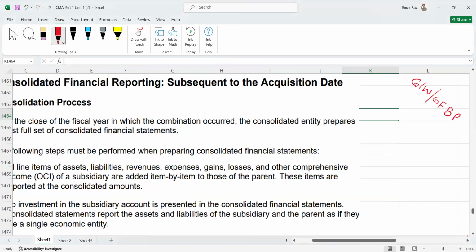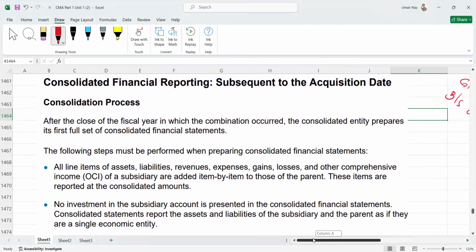Then we also learned to prepare the balance sheet at the date of acquisition, right? And I told you at the date of acquisition how you will prepare the asset section, liability section, and how you would calculate goodwill, gain from bargain purchase, and the equity section. So today we are continuing with the same topic, but our topic is how to prepare the consolidated financial statement at the reporting date now.